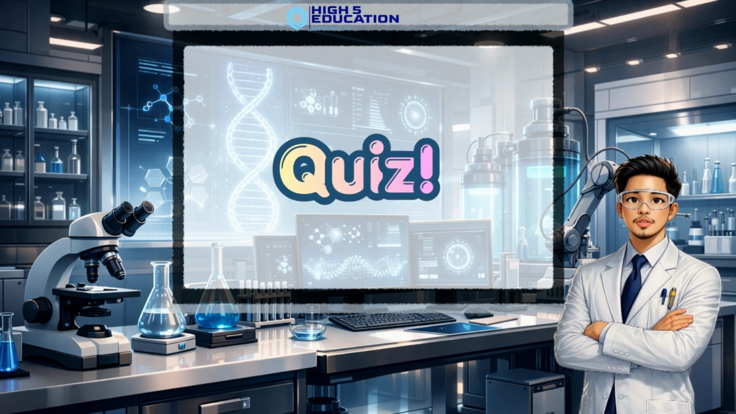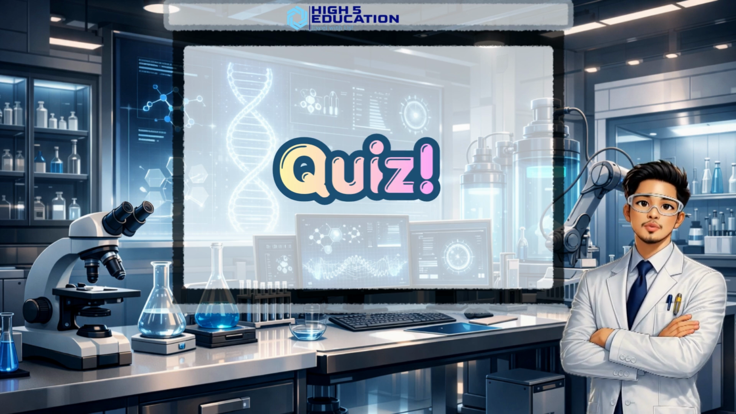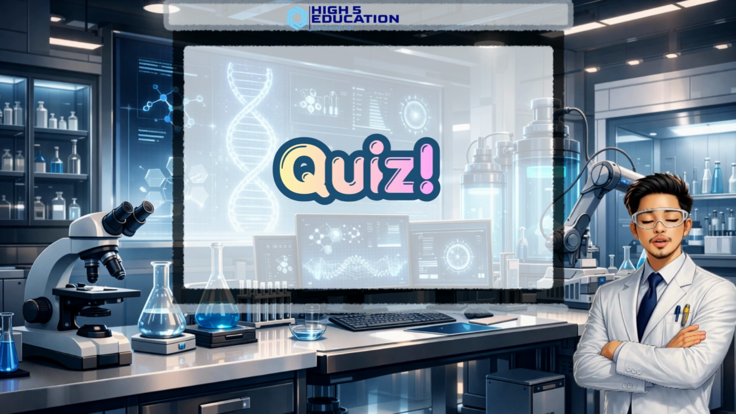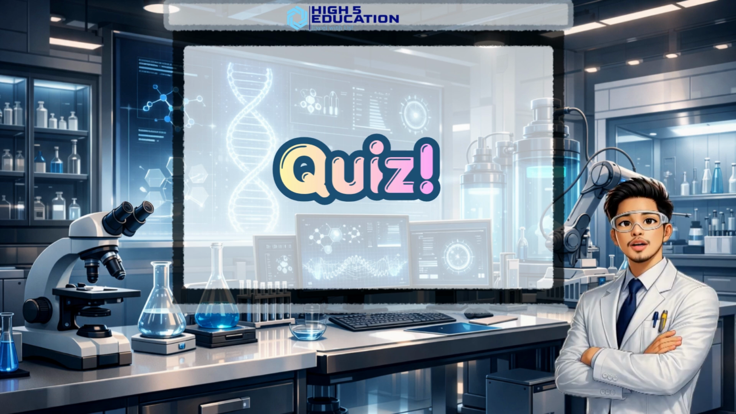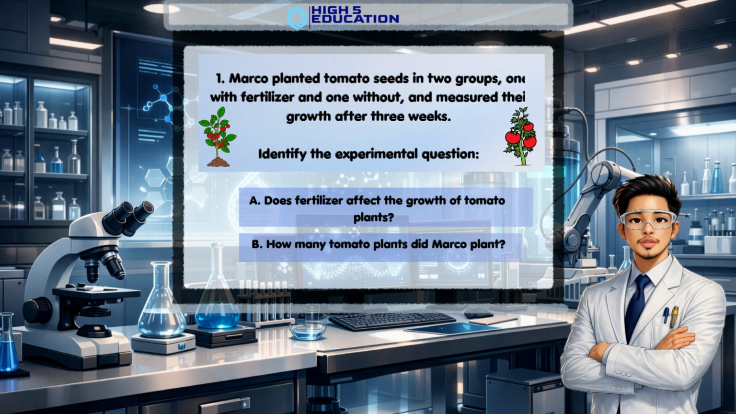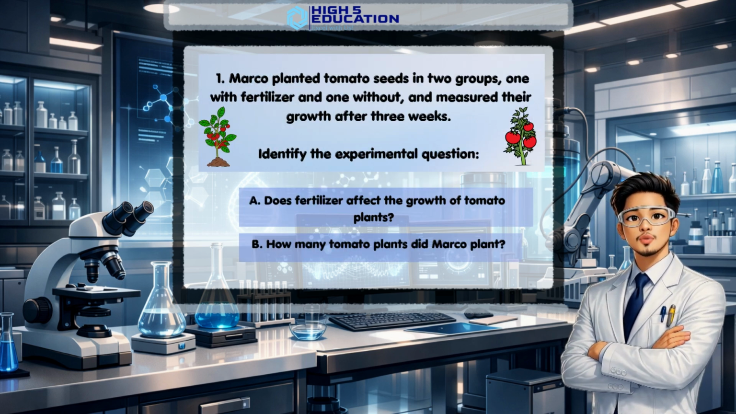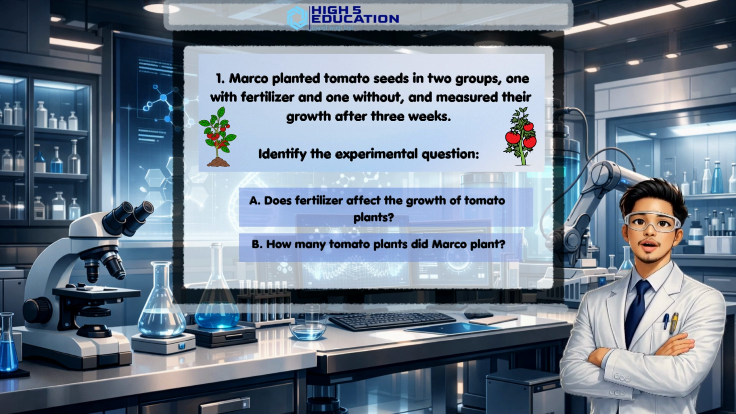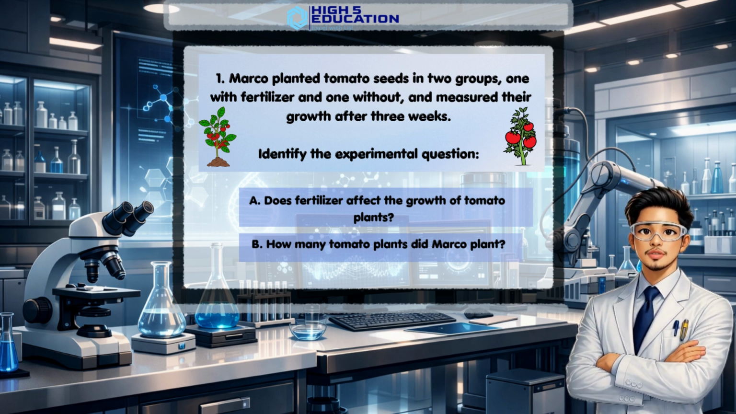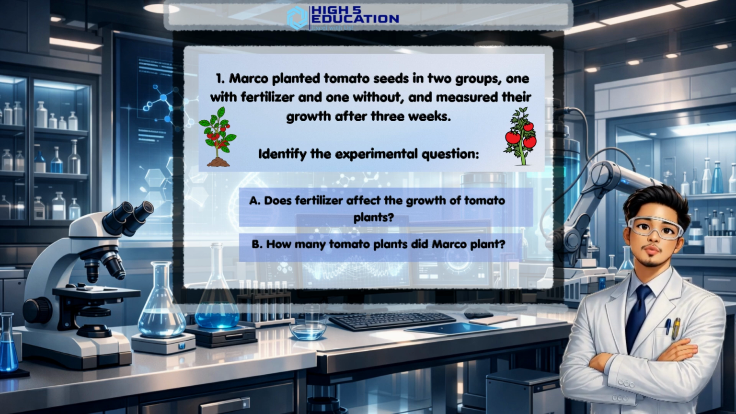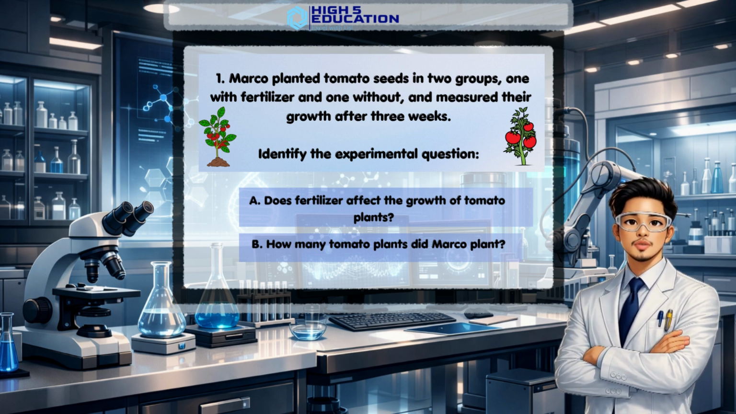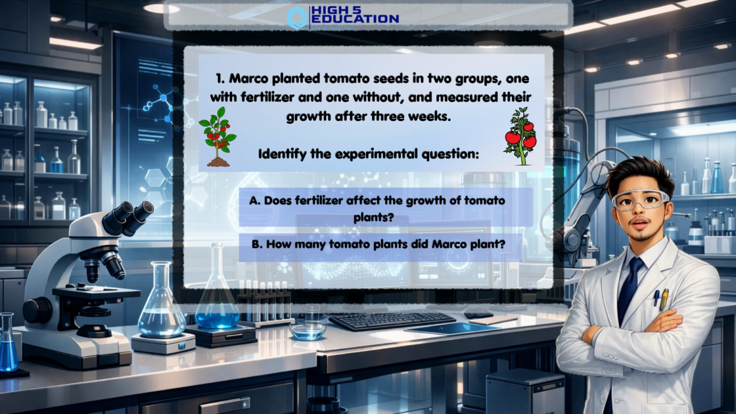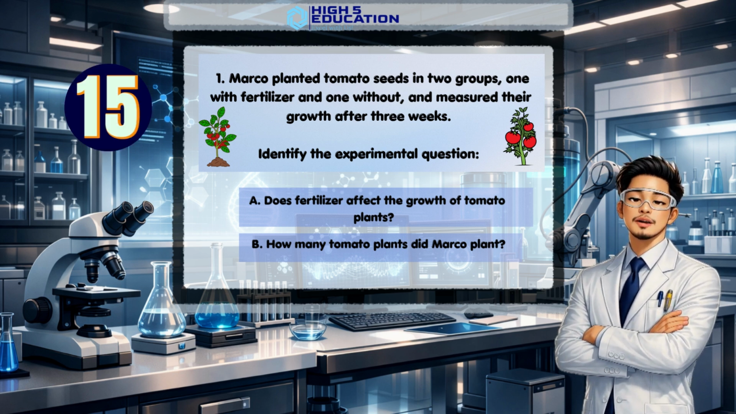To understand it more, we will have our quiz. I will give you 15 seconds to answer the quiz, and then we will reveal the answer. Let's begin. Number 1. Marco planted tomato seeds in 2 groups, one with fertilizer and one without, and measured their growth after 3 weeks. Identify the experimental question. A. Does fertilizer affect the growth of tomato plants? B. How many tomato plants did Marco plant? Time starts now.